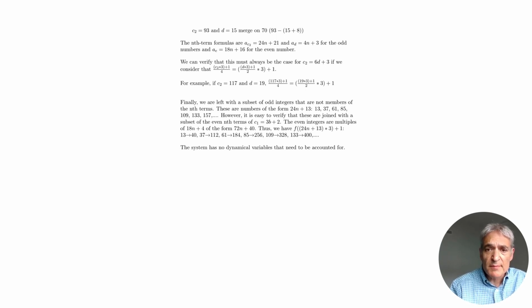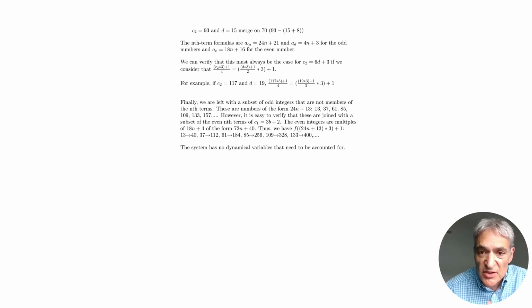Finally, we are left with a subset of odd integers that are not members of the nth terms. This is a small subset. These are numbers of the form 24m plus 13, the first elements of which are 13, 37, 61, 85, 109, 133, and 157. However, it is easy to verify that these are joined with a subset of the even nth terms of C1 equals 3b plus 2. The even integers are multiples of 18n plus 4 of the form 72n plus 40.